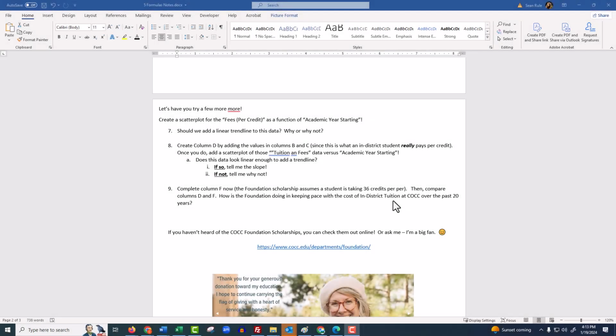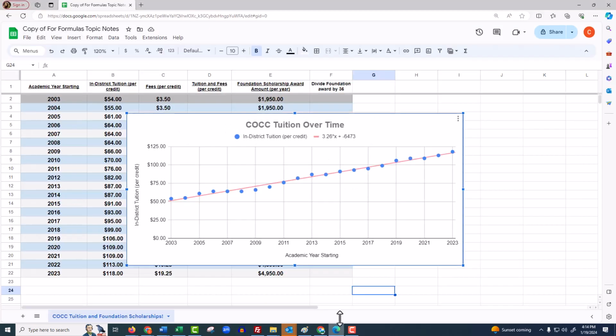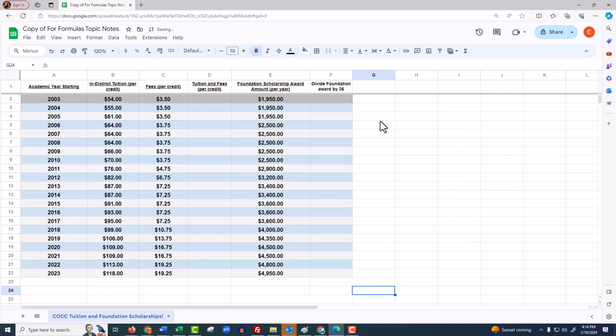Okay, my friends, let's try these last few here and talk about the COCC Foundation scholarships, which I'm a huge fan of. Okay, create a scatter plot for fees as a function of academic year starting. Okay, let's get back. Here we are. I'm going to delete this scatter plot and create a new one.